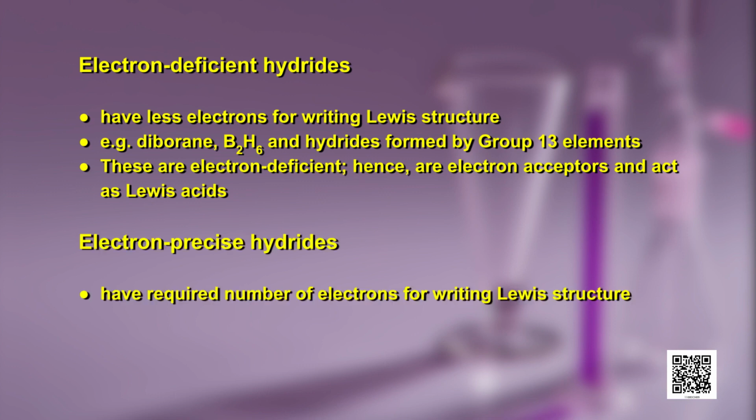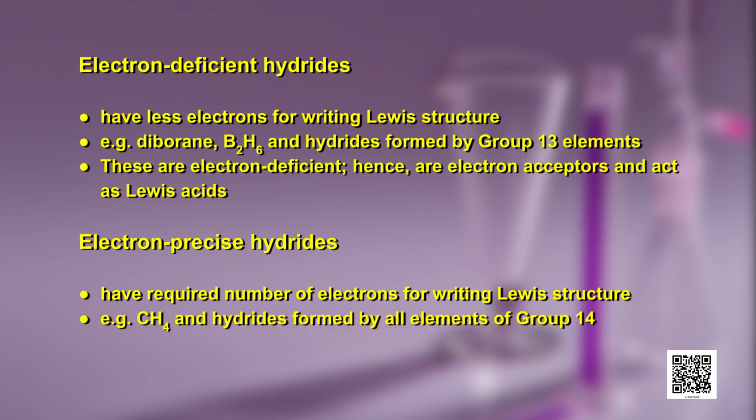Second category is that of electron precise hydrides. They have the required number of electrons for writing the Lewis structure, and examples are methane and hydrides formed by all elements of group 14. These have tetrahedral geometry.